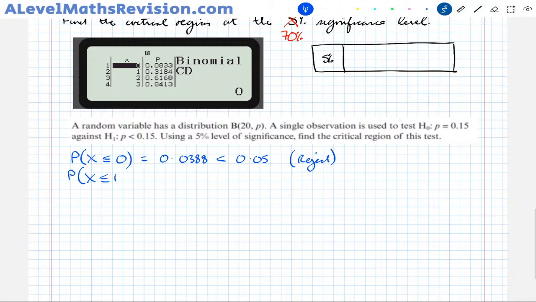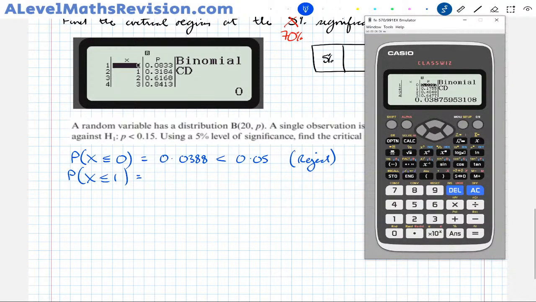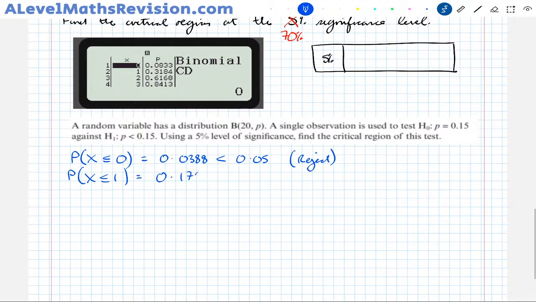Probability that x is less than or equal to 1 equals 0.176, which is greater than 0.05, which is a do not reject. Therefore, we've seen it crossing the threshold from reject to do not reject. Therefore, we've shown the true size of the critical region. Therefore, critical region is x equal to 0, and that's it.